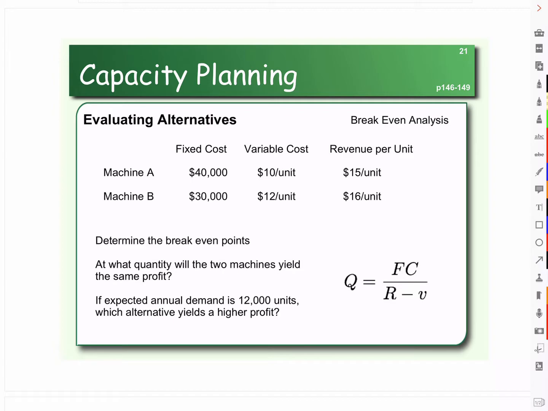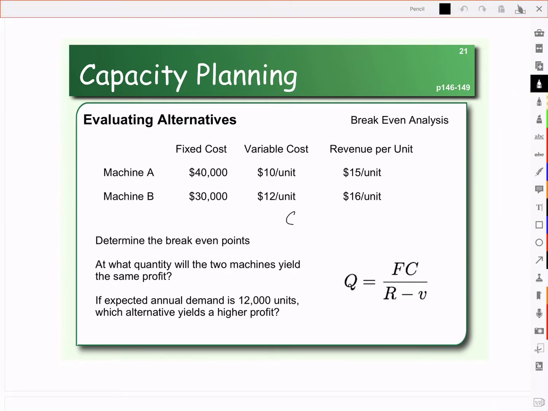Now, based on the quality that the machines produce, we can sell them for slightly different prices. So machine A, we can sell that at $15 per unit, and goods made by machine B, we can sell for $16 per unit. All right, so then we need to figure out what is the break-even point for machine A and machine B. So we want to find that quantity that we break even.